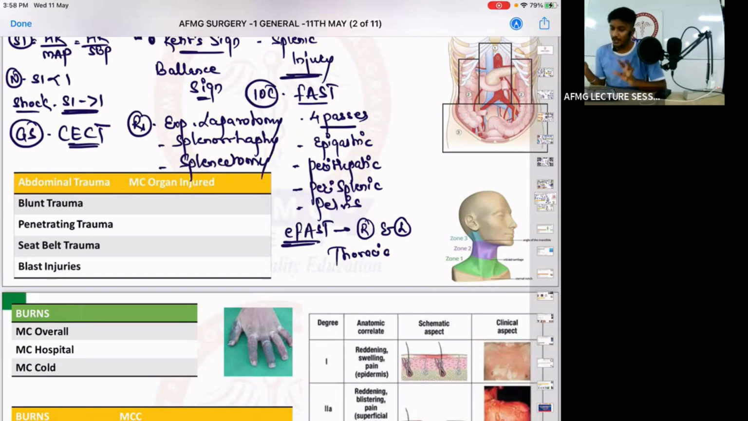Grade 1, grade 2 or grade 3 splenic injury, treatment is splenorrhaphy. But grade 4 or grade 5 splenic injury, treatment is splenectomy. Okay? And it is usually done after exploratory laparotomy. Okay? No issues with this.